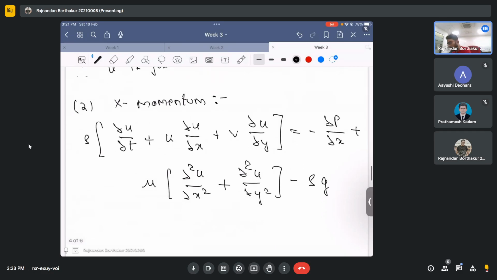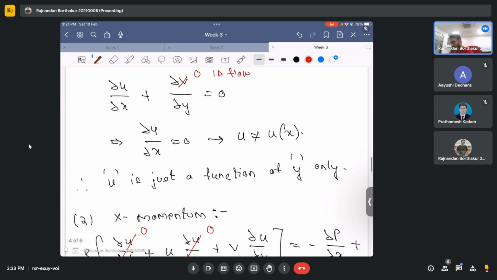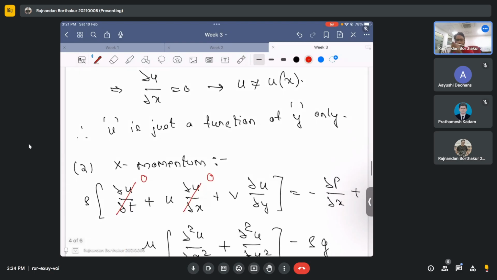Now we'll invoke all the assumptions that we have listed down. The first assumption, the steady assumption, suggests that the temporal term will go to zero. The fully developed assumption suggests that del u by del x is zero, so u is not a function of x. This is from the continuity equation, as we have seen. Again, this is very familiar to last week's problem. I hope you can relate these things very quickly. Since the flow is one dimensional, v becomes equal to 0.